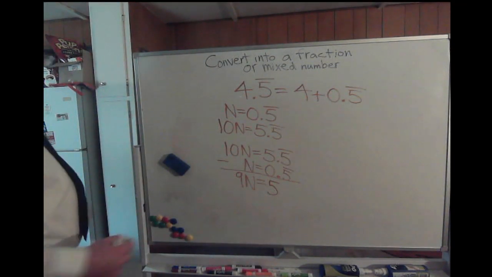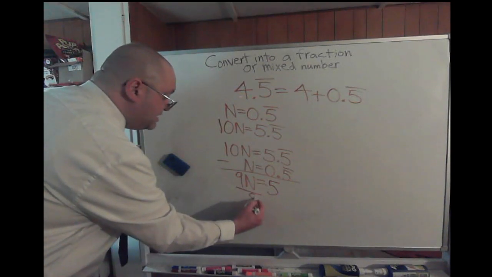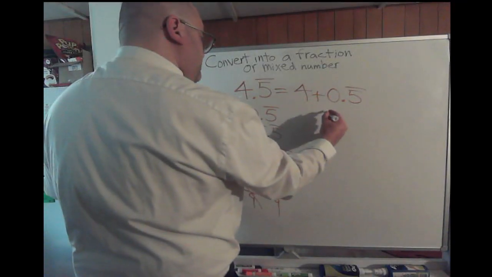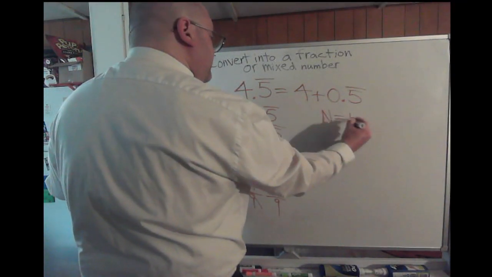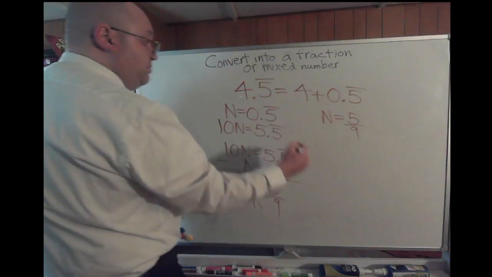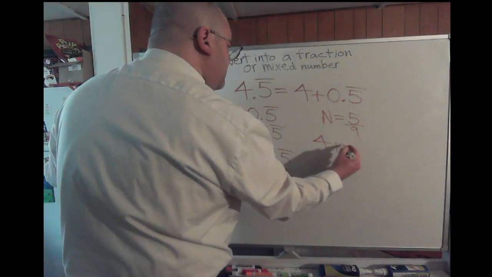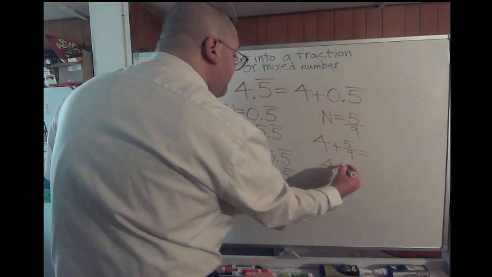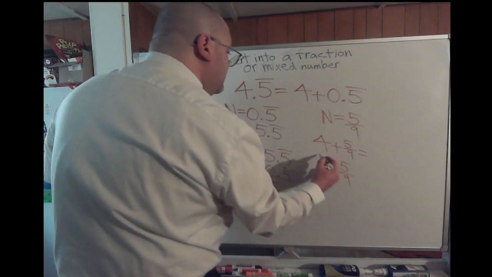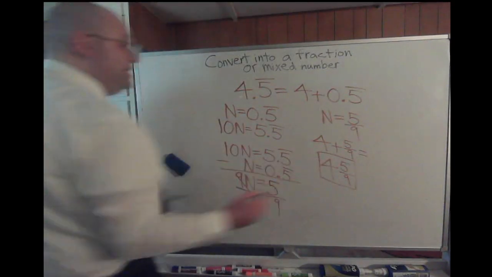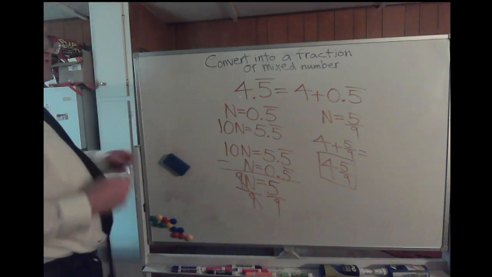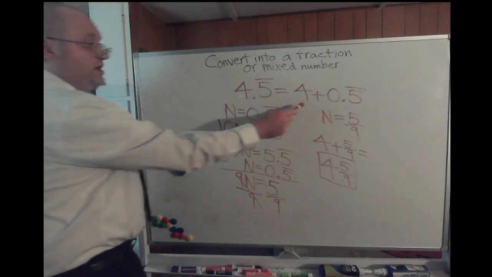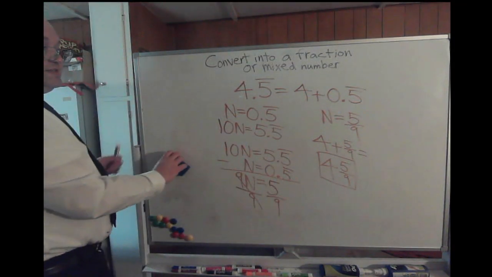So now we want to get n by itself. You divide both sides by 9. 9's will cancel out, and n is equal to 5/9. But you had a 4 to begin with, so you'll have 4 plus 5/9, which gives you 4 and 5/9. If it was just 0.5 bar, it would be 5/9, but we have that 4 in addition to it, so the fraction form is 4 and 5/9.